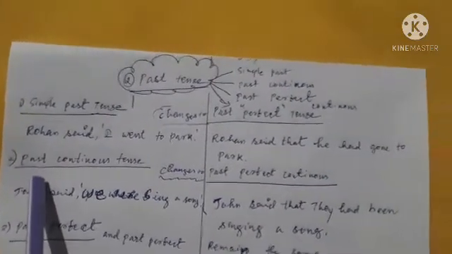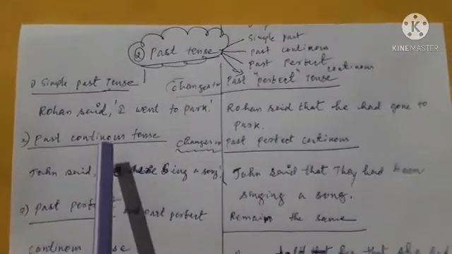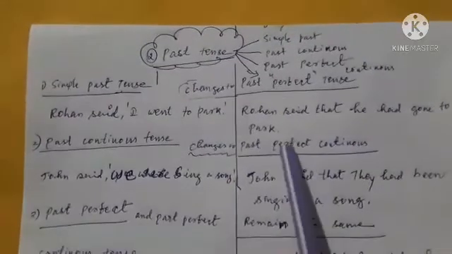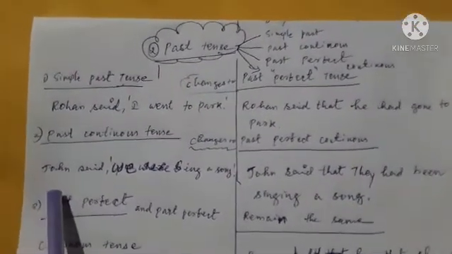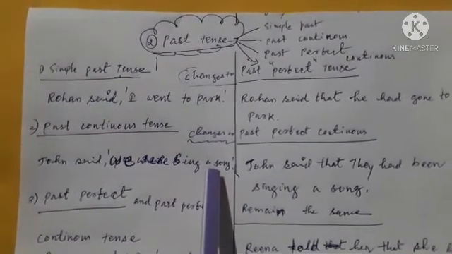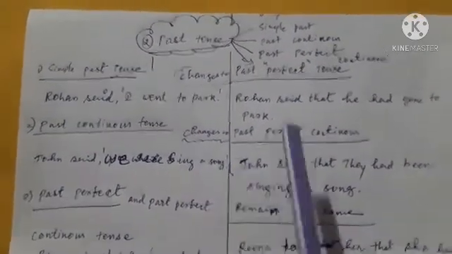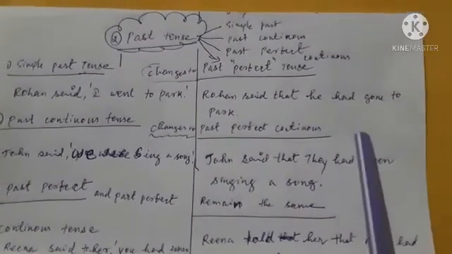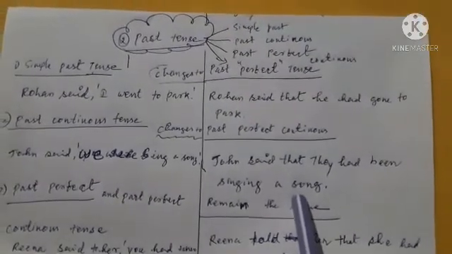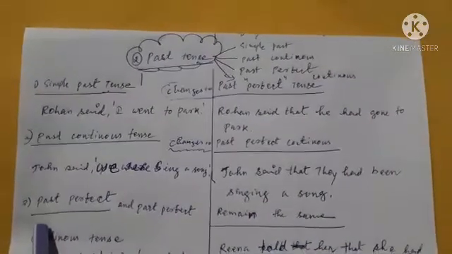The second form of past tense is past continuous tense. When we change direct to indirect speech, past continuous tense changes to past perfect continuous tense. For example, John said, "We were singing a song." Here this sentence is in past continuous tense, and so it changes to past perfect continuous tense as John said that they had been singing a song.